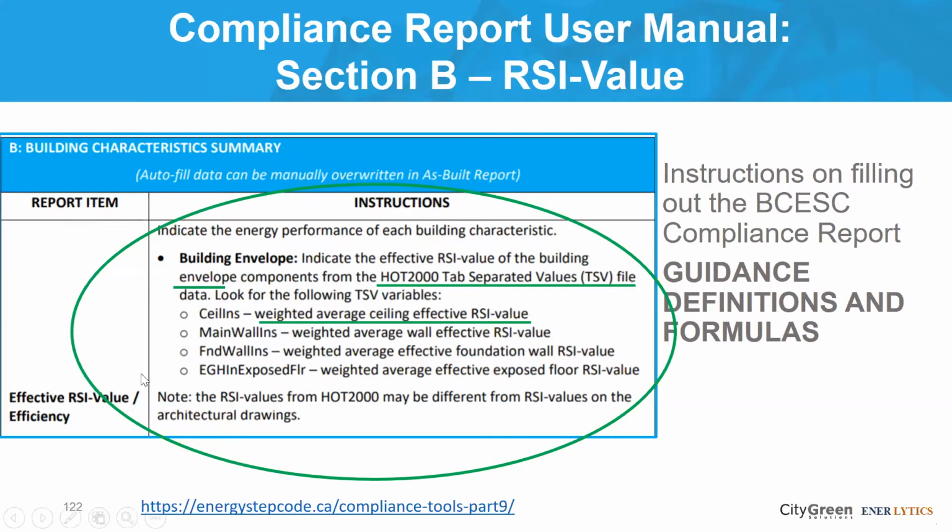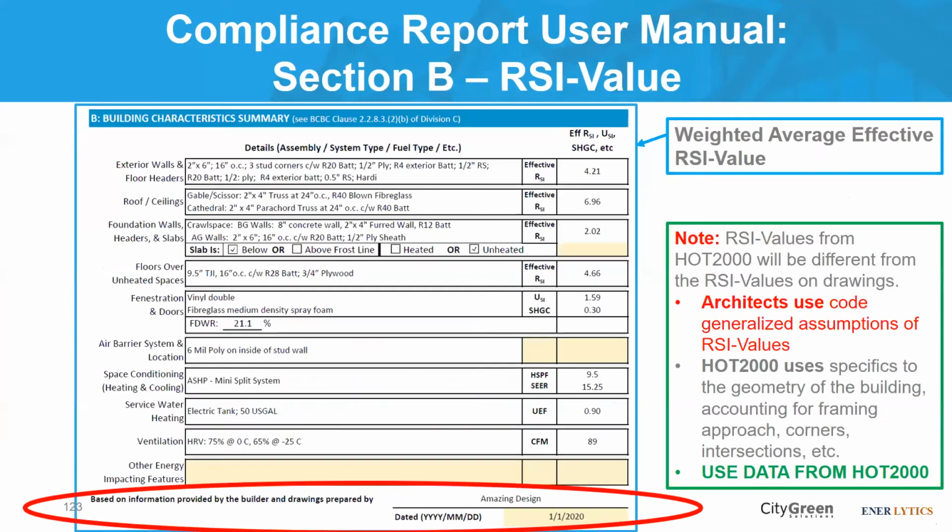In this particular case, it's the HOT2000 tab separated values (TSV) file, and it tells you where to look for this information. Also importantly, it tells us some very specific guidelines. For example, for the RSI information, you're supposed to be using the weighted average effective RSI value. And it also tells us where we should be finding this information.